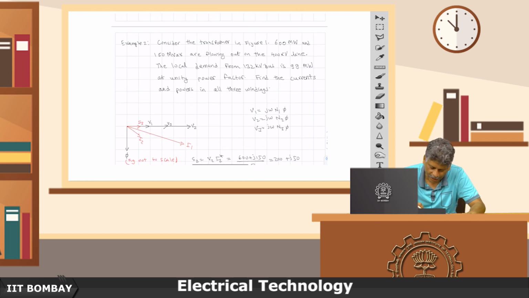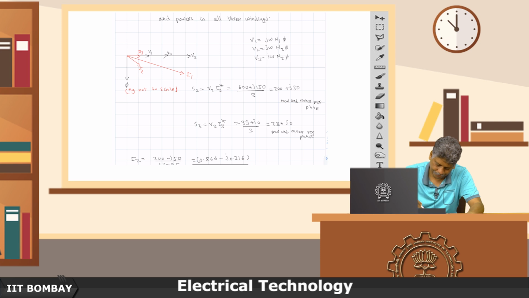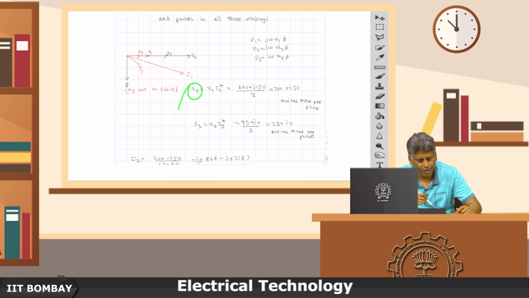Now, because I have a 3-phase load of 600 megawatts and 150 MVAR, therefore, 600 plus j150 divided by 3 will give you 200 plus j50 megawatts and MVAR per phase of the S2.